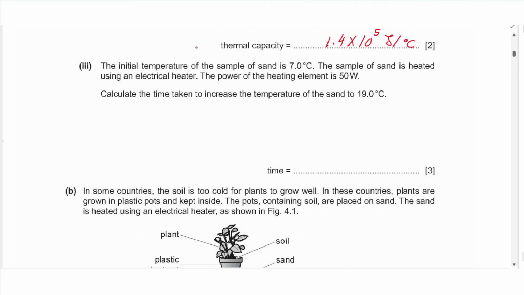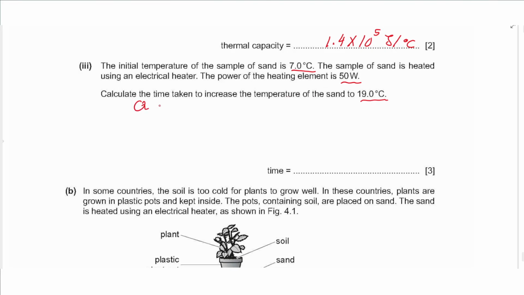Triple I says the initial temperature of the sample of sand is 7 degrees Celsius. The sample of sand is heated using an electrical heater. The power of the heating element is 50 watts. Calculate the time taken to increase the temperature of the sand to 19 degrees Celsius.